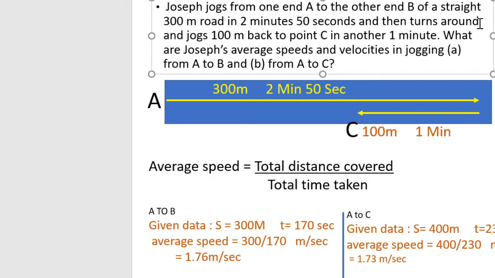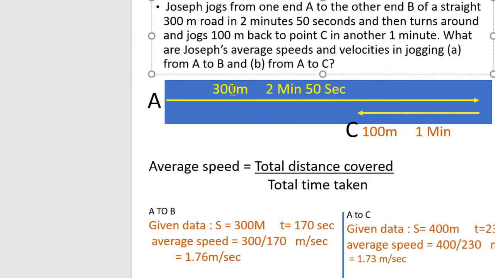So let's write the formula for average speed. The formula is total distance covered upon total time. Now first let us consider the distance A to B. What happens from A to B? First tell me what is the total distance that he covers while traveling from A to B. The total distance is nothing but 300, right?